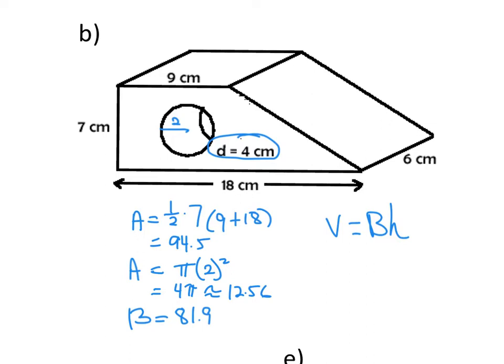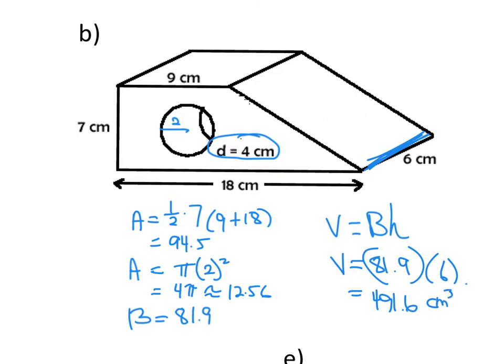So the base is 81.9, so then the volume would be 81.9 multiplied by the depth of the prism, which is 6, so multiply that by 6, and you'll get 491.6 cubic centimeters.